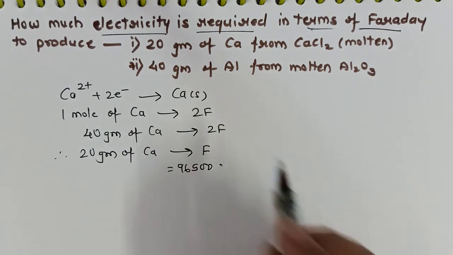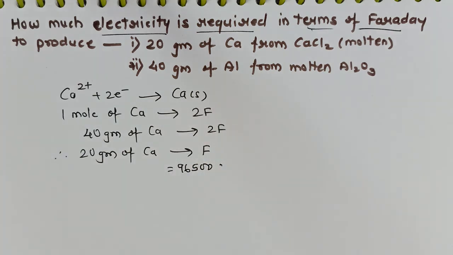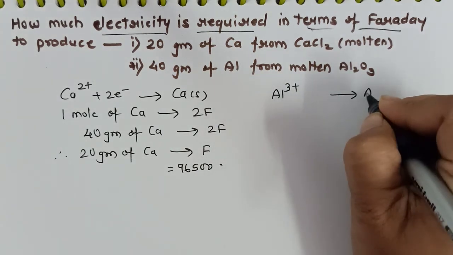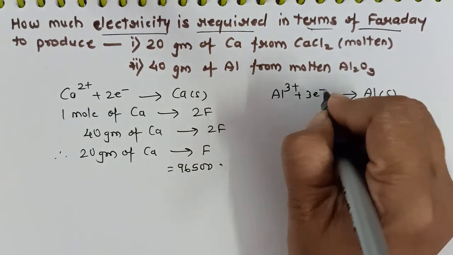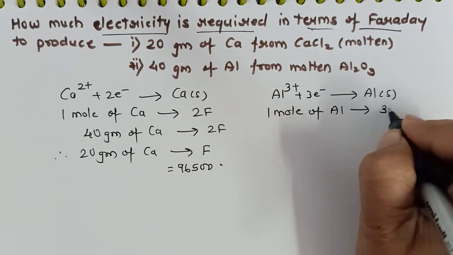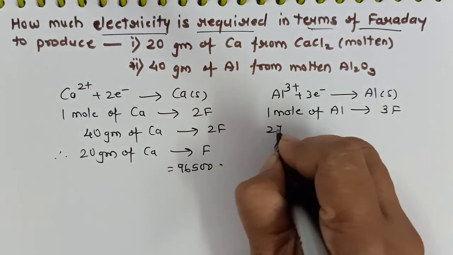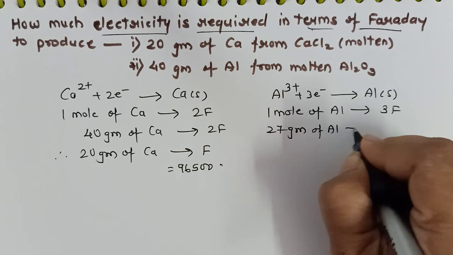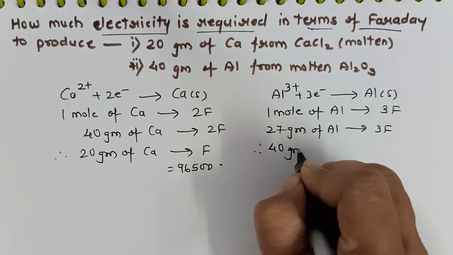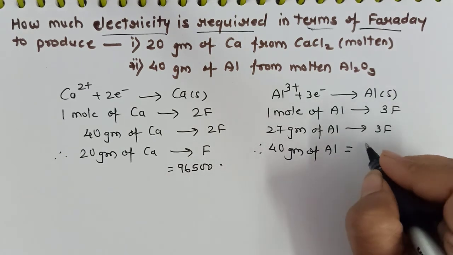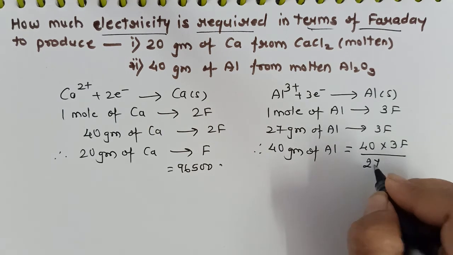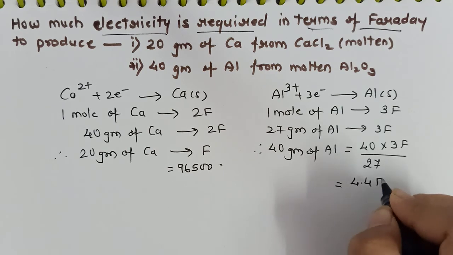Now the second one, 40 gram of aluminium from molten Al2O3. In aluminium oxide, aluminium is in +3 oxidation state. To convert it into solid aluminium, we require 3 electrons. So 1 mole of aluminium requires 3 Faraday, or 27 gram of aluminium requires 3 Faraday. How much is given to us? 40. Therefore, for the deposition of 40 gram of aluminium, we will require 40 into 3F upon 27, and that is equal to 4.4 Faraday.